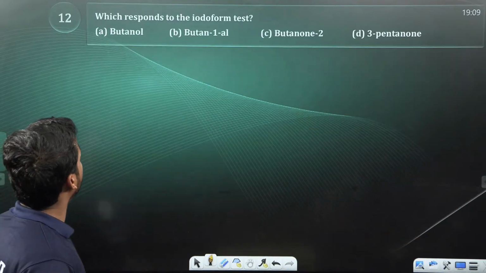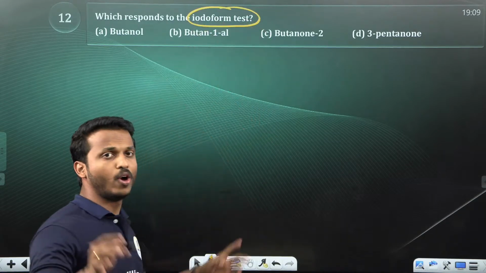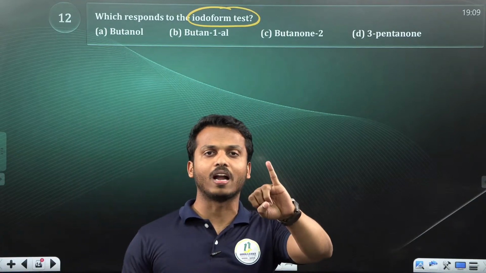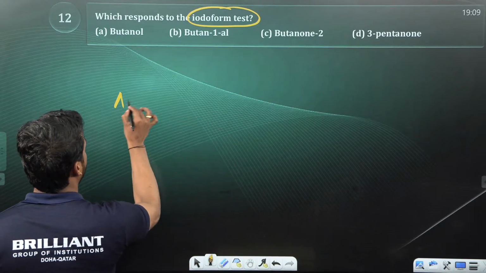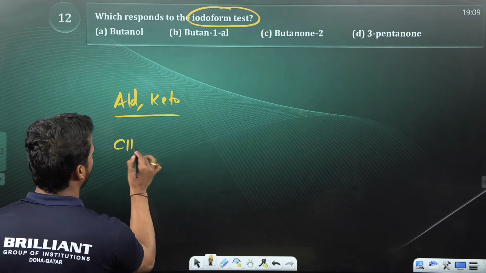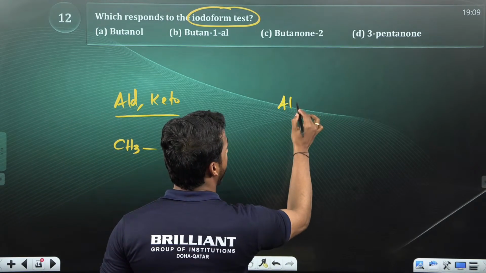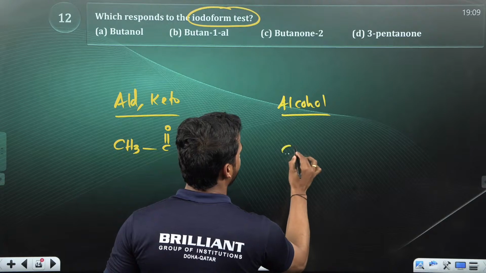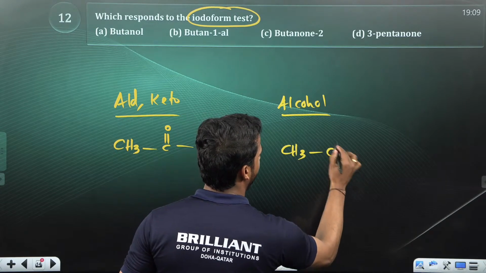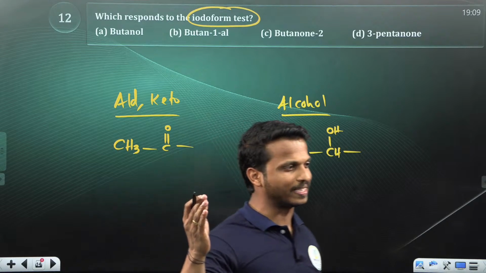Next question, which responds to the iodoform test? We know that the iodoform test is given by aldehydes or ketones which contain the CH3CO group, or by alcohols which contain the CH3CHOH group. So here is a simple question you can answer.